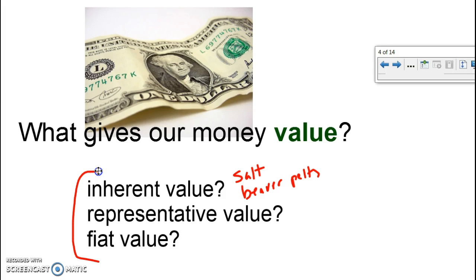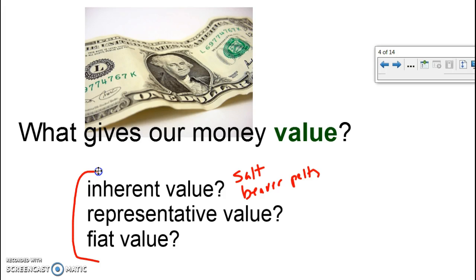Representative value is more like, let's say, early money had representative value because early money represented something with inherent value like gold. So gold had value to people. It could be used in jewelry or whatever, decorating things. And dollars represented gold, which had value, so dollars had representative value.